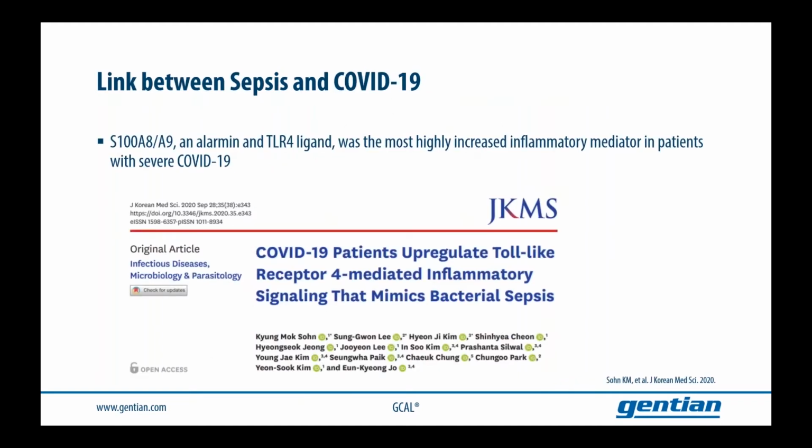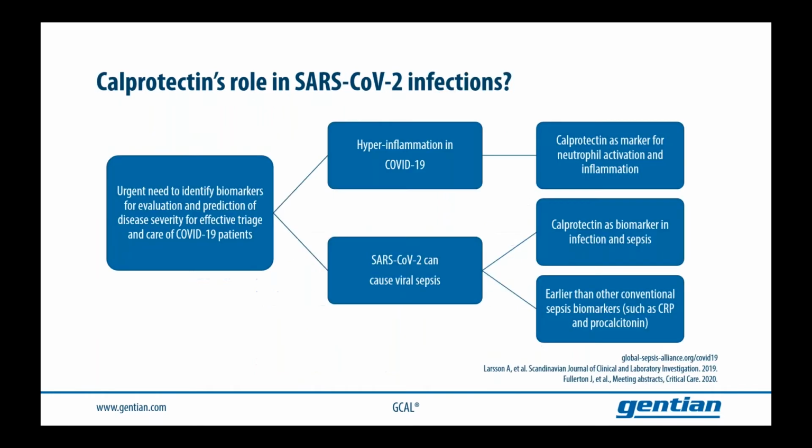Recently, a paper published in Journal of Korean Medical Science showed that the same pathway is activated in hyperinflammatory response in patients with severe COVID-19, and that calprotectin was found to be the most highly increased inflammatory mediator in patients with severe COVID-19. The challenge in patients infected with SARS-CoV-2 virus is to early identify patients who will develop severe form of the disease.